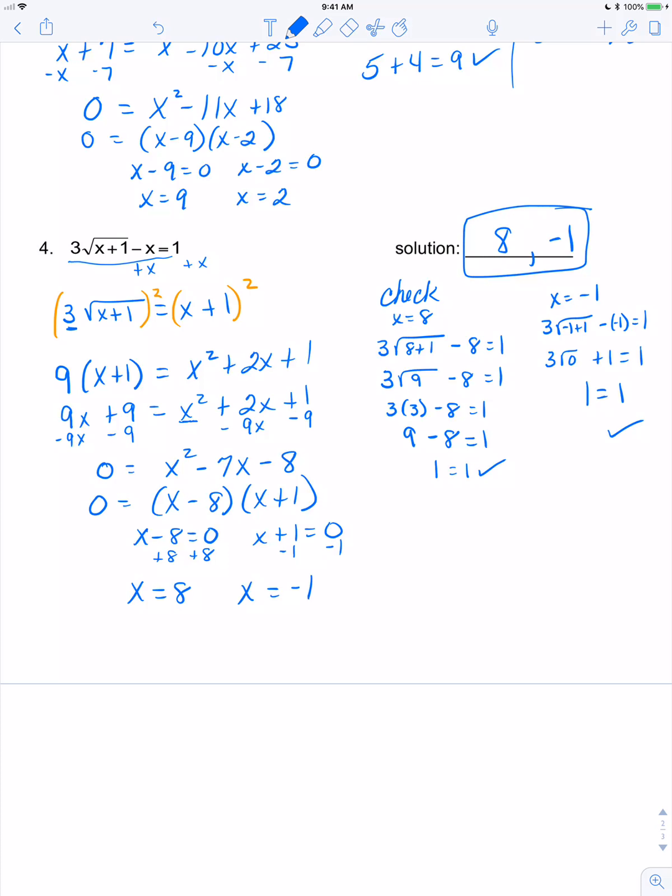So always be sure to check those answers, because a lot of times you will have extraneous solutions that you want to make sure you do not put down as one of your solutions for that.